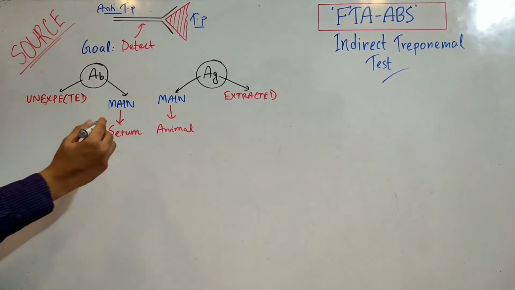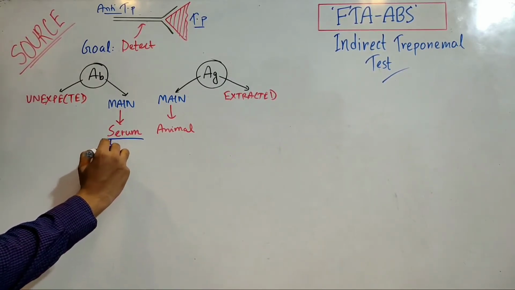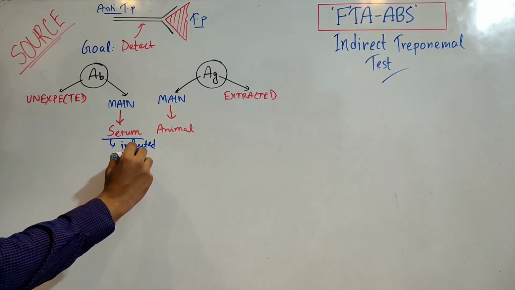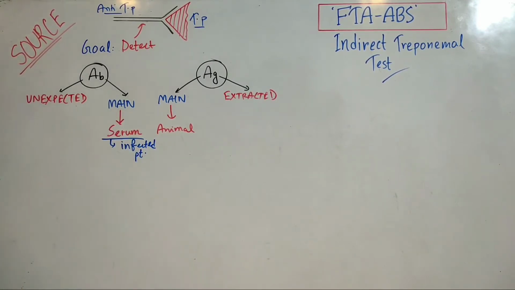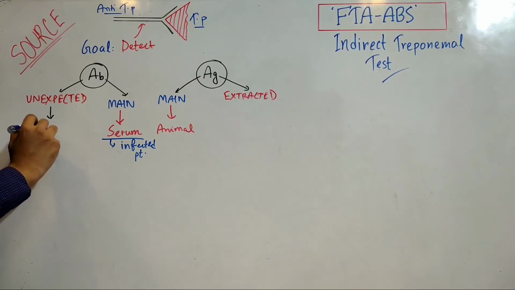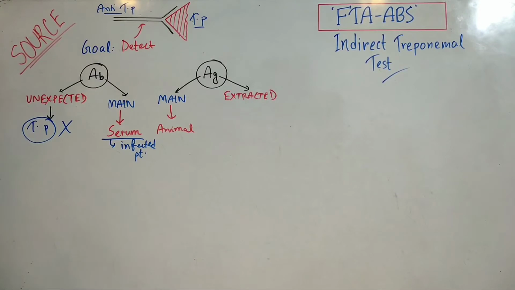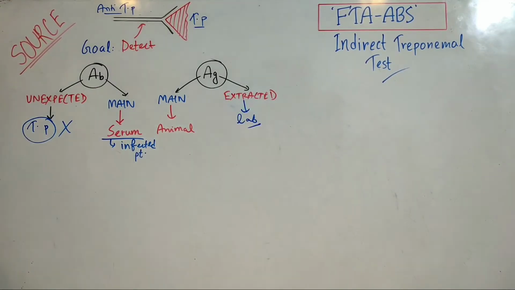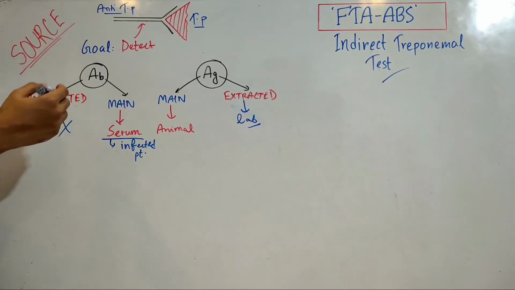And also we have to clarify that this serum obviously has to come from an infected patient. An infected syphilis patient has to give this serum to get the antibody. And the unexpected antibodies are directed against bacteria that are not Treponema pallidum. So these species are actually the other species of Treponema, but not the Pallidum species that is responsible for syphilis. And the extracted antigens, actually we get it from the lab, as I said. So this is all about the sources of the antibodies and antigens that are associated with FTA-ABS.